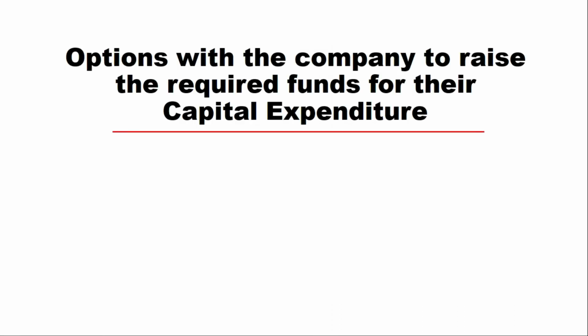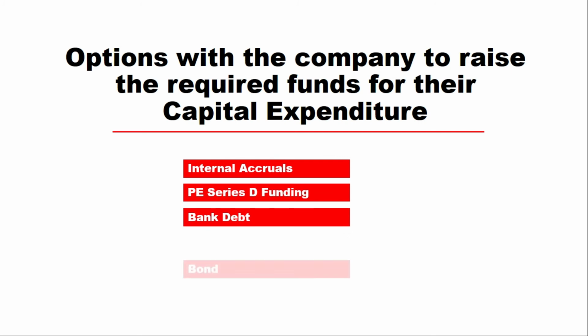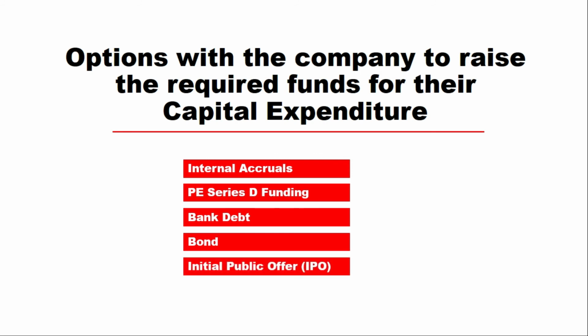The company has few options to fund the capital expenditure requirement. 1. Fund capital expenditure from internal accruals. 2. Raise Series D from another private equity fund. 3. Raise debt from bankers. 4. Float a bond. This is another form of raising debt. 5. File for an initial public offer (IPO) by allotting shares from authorized capital. 6. A combination of all the above.